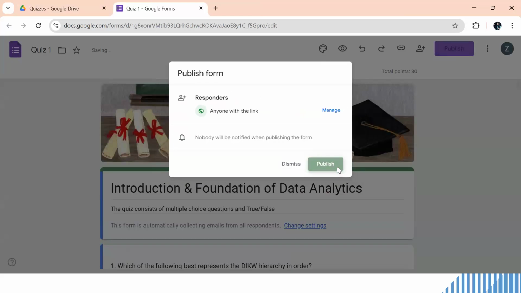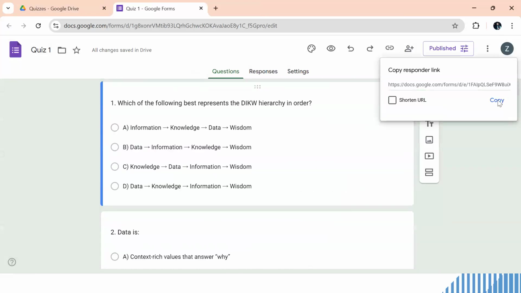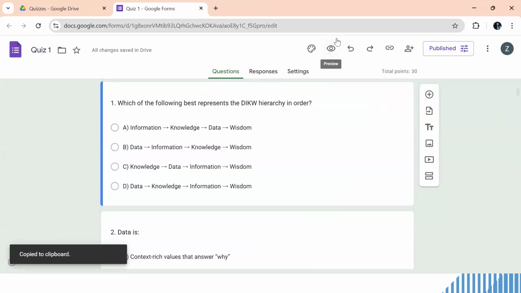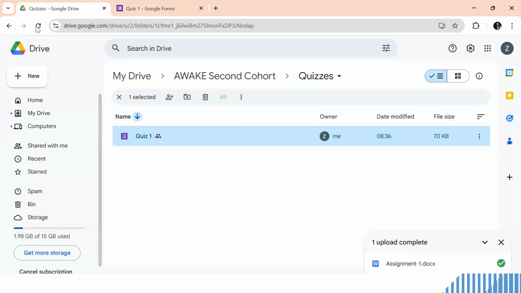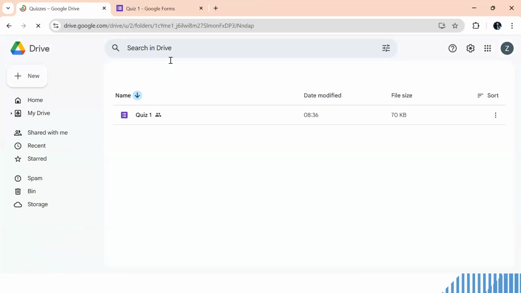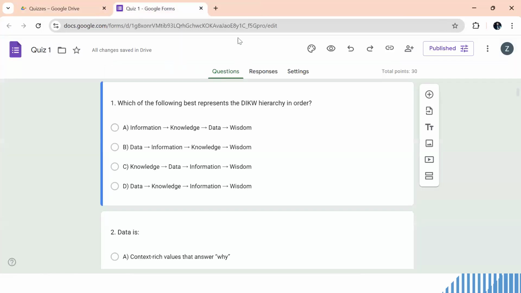Responders, publish. Can you please refresh and check Google Drive? Do you have access to the quiz or no? Just a minute, teacher. Yes, please. Teacher, there is a lot of words. Okay.